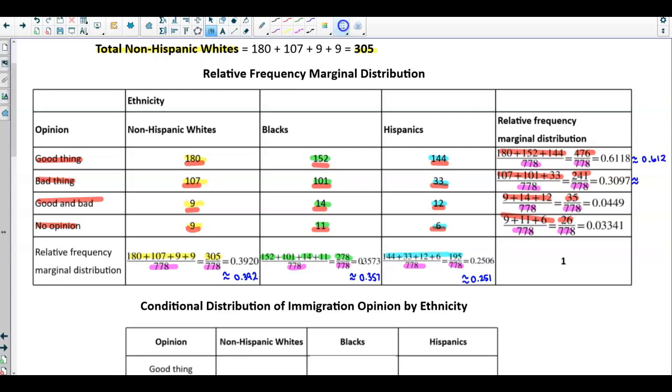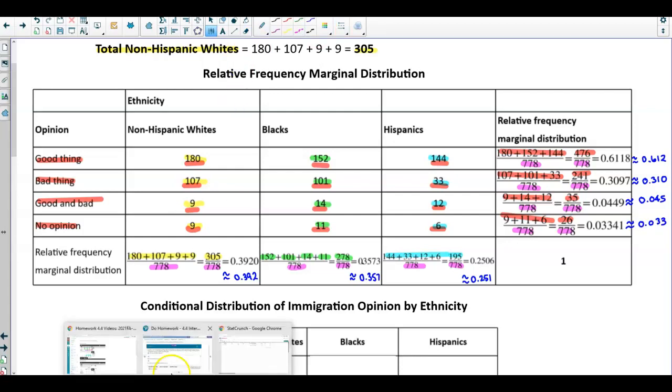We're rounding this to 3 decimal places, which is 0.310. Rounding this to 3 decimal places, 0.045. And then rounding this to 3 decimal places is 0.033. Okay, so let's go ahead and check our results here.